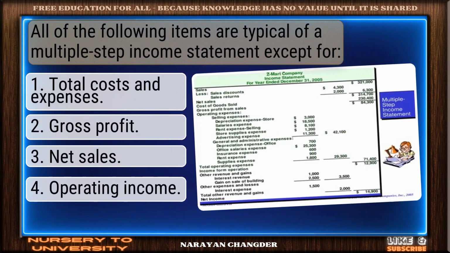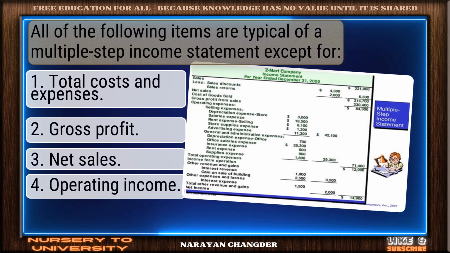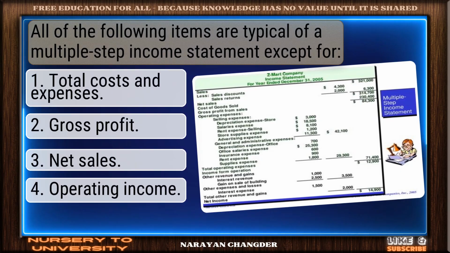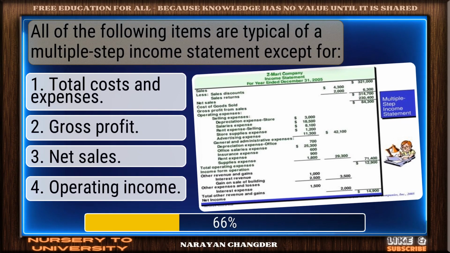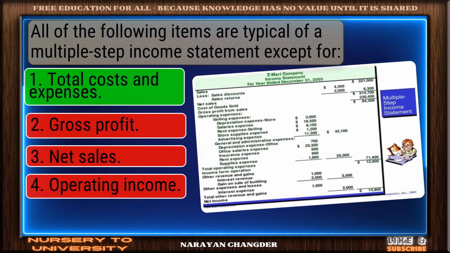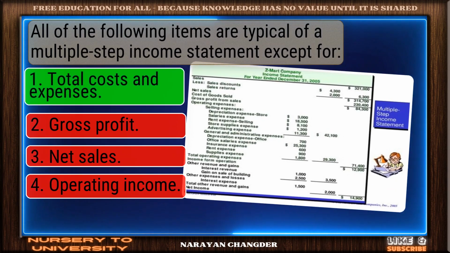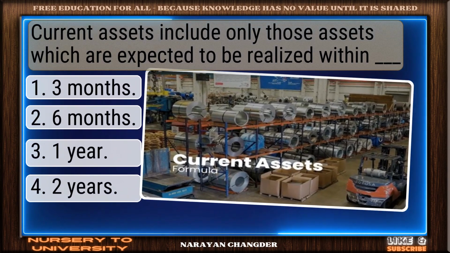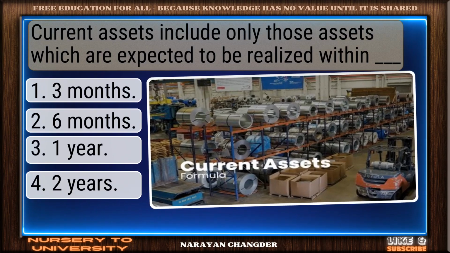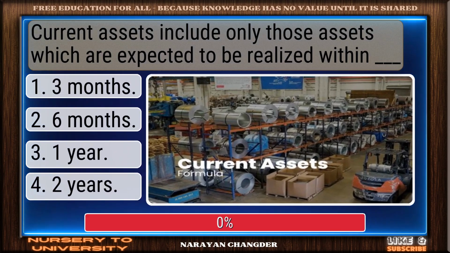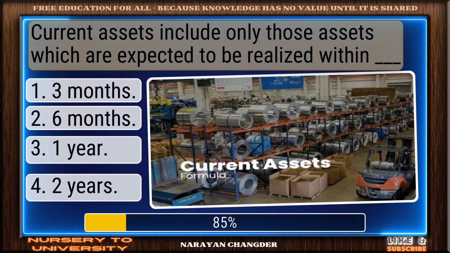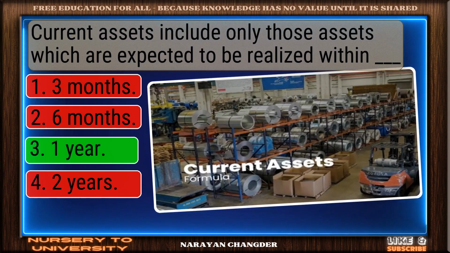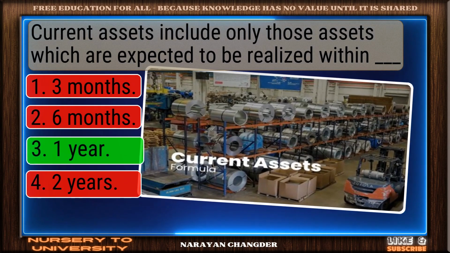All of the following items are typical of a multiple-step income statement, except for. Correct. Total costs and expenses is the right answer. Current assets include only those assets which are expected to be realized within dash. On track. 1 year is the correct answer.